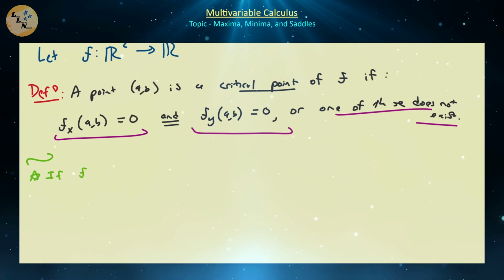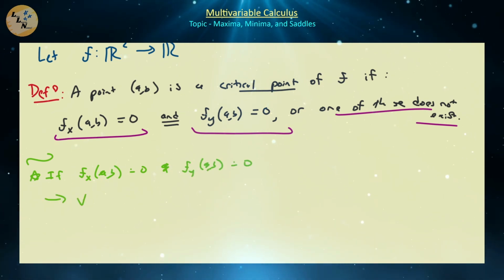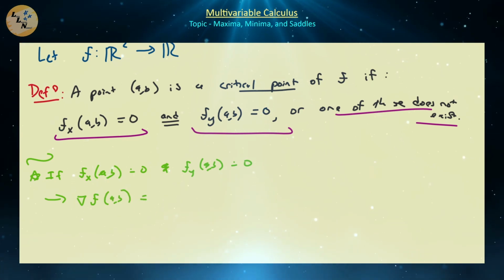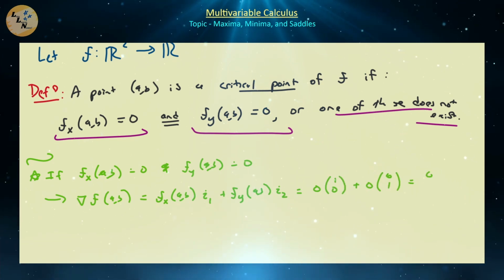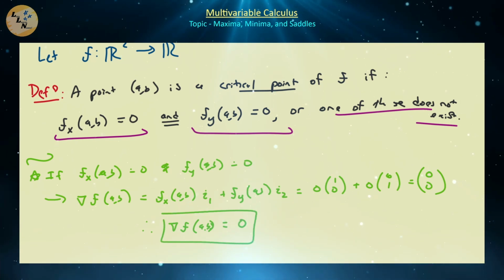Because if the partial derivative of f with respect to x at (a, b) is equal to 0, and the partial derivative with respect to y at (a, b) is equal to 0, then the gradient of f at the point (a, b), which keep in mind is just going to be equal to f_x at (a, b) times the unit vector in the x direction plus the partial derivative with respect to y at (a, b) times the unit vector in the y direction, that's going to be equal to 0 times <1, 0> plus 0 times <0, 1>, which is going to be equal to <0, 0>, which we usually write as the gradient of f at (a, b) is equal to 0, where 0 here is not the number, but the 0 vector.